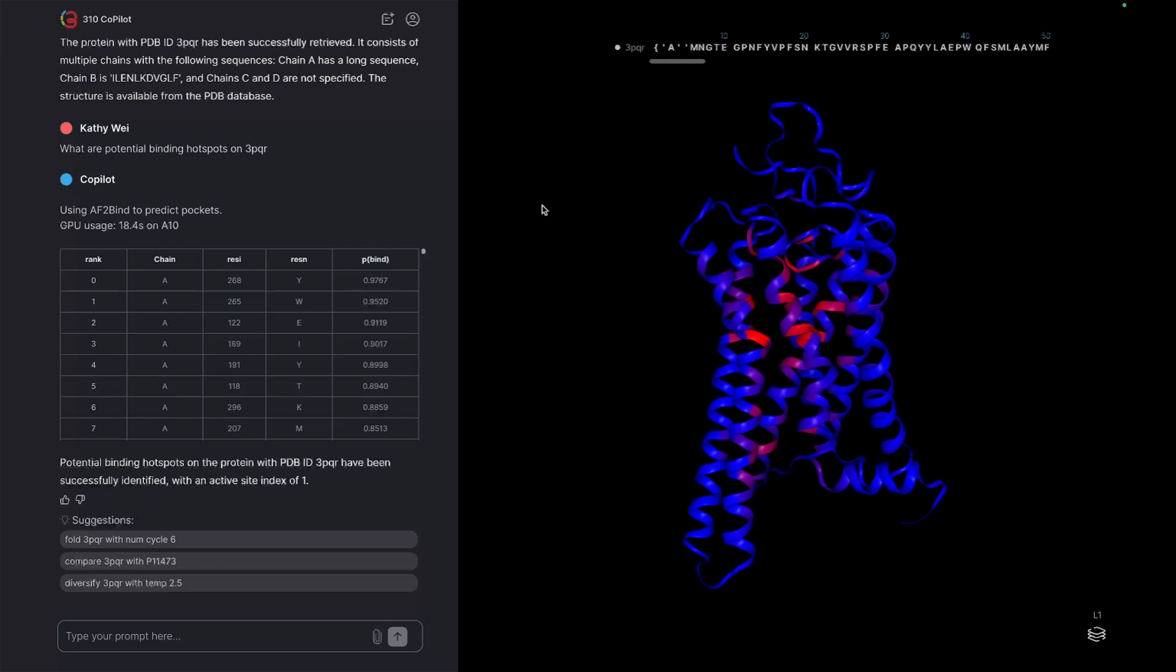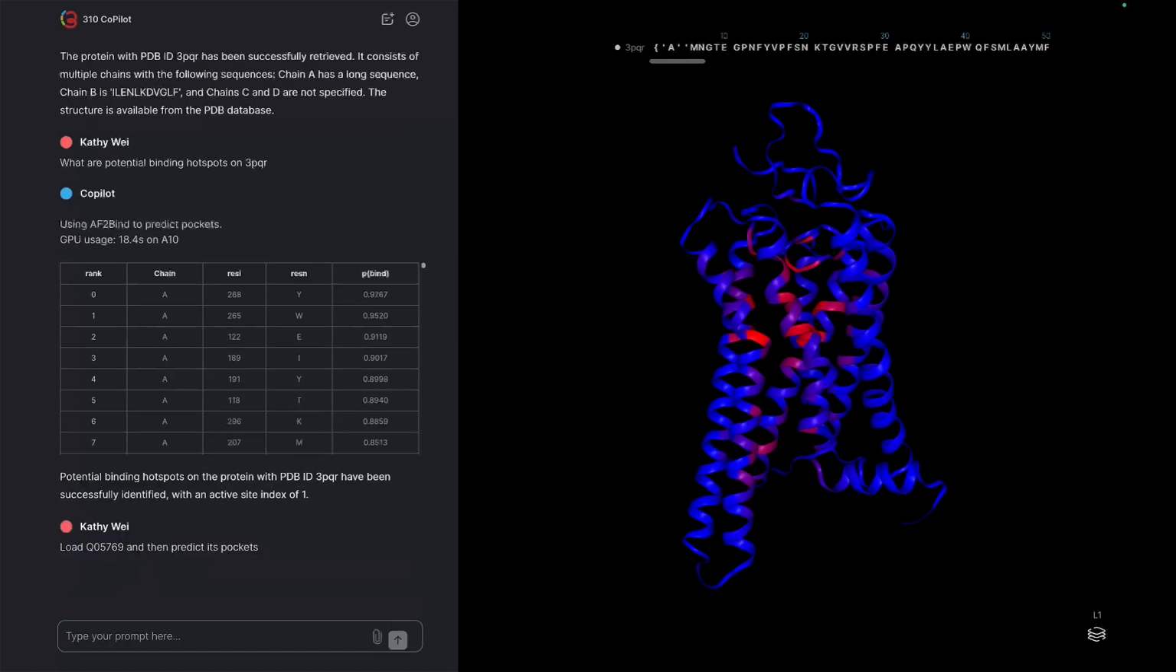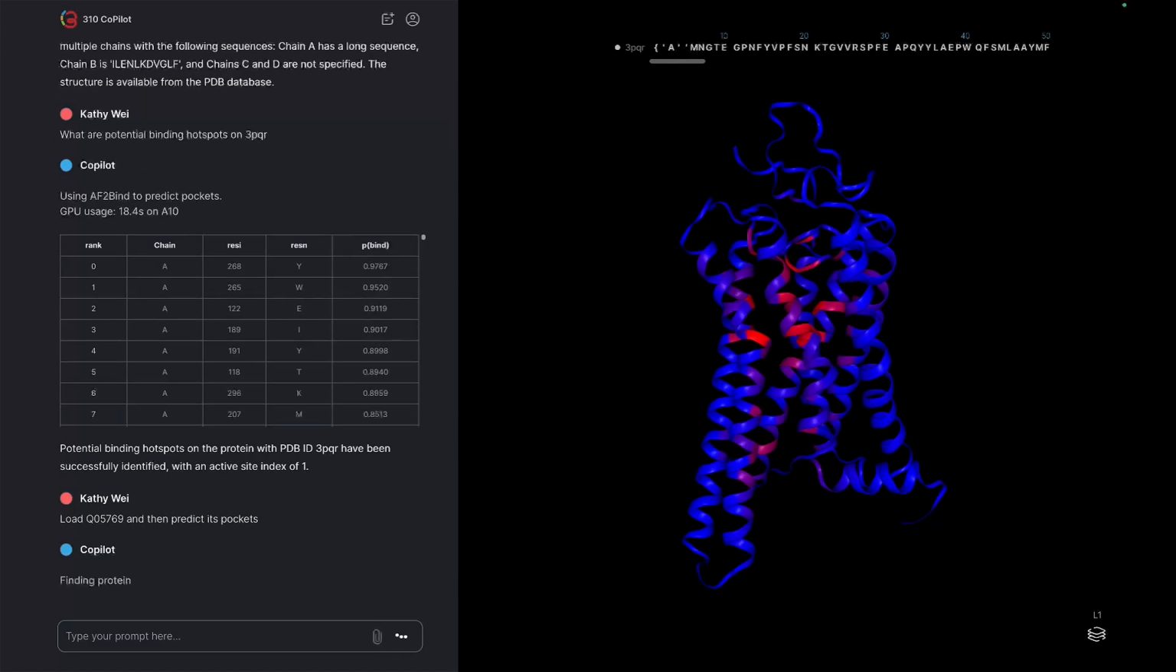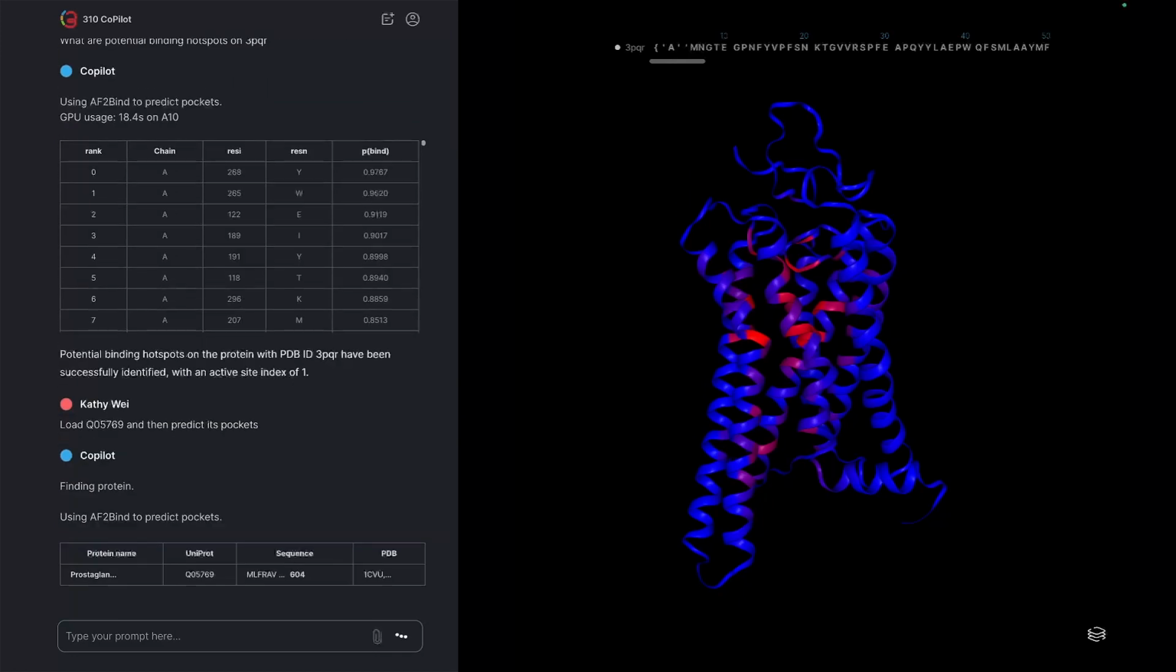In Copilot, if you hover your mouse over the sequence in the visualizer, it will automatically highlight the location in the structure for you. Also in Copilot, you actually do not have to separately load and run the pocket prediction. Instead, you can do both at once. For example, you can ask to load Q05769 and then predict its pocket. This runs a find function underneath to load the UniProt ID, Q05769, and then runs AF2Bind for the pocket prediction.